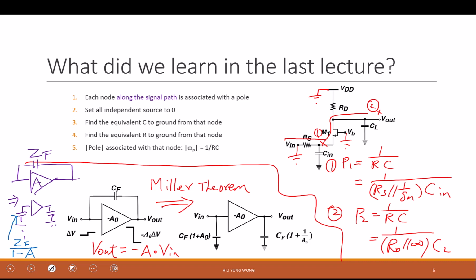Is this okay? And how about this one? What's the output capacitance now? CF divided by 1 minus 1 over A. Any questions? You need to ask now, instead of after the midterm. You will see this type of question for sure in the midterm.